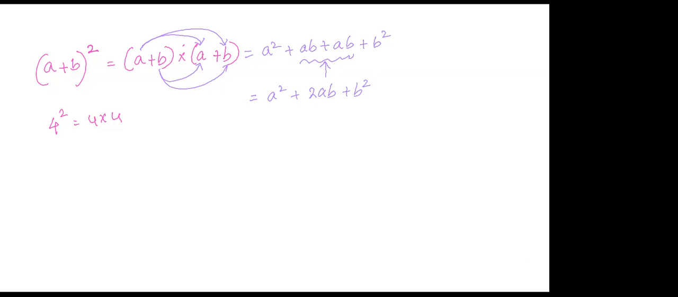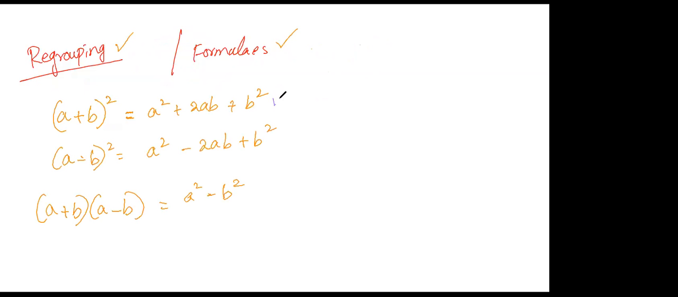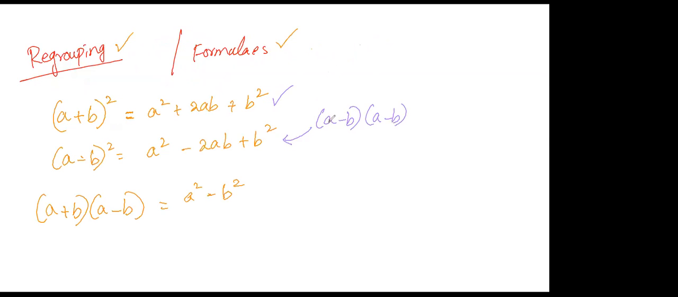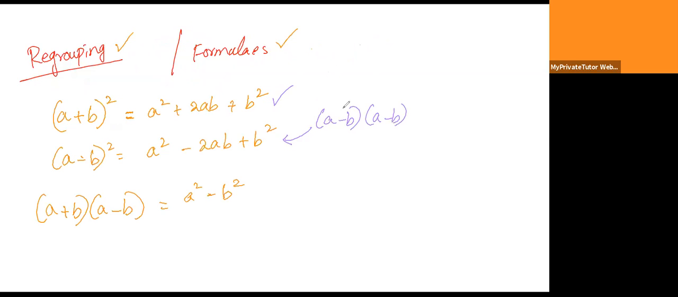Let's go back and check it. See, this is what I have written here. Similarly, if you multiply (a minus b) and (a minus b), we will get this formula. You have to be careful with the signs also, yeah? Yeah, obviously, right?